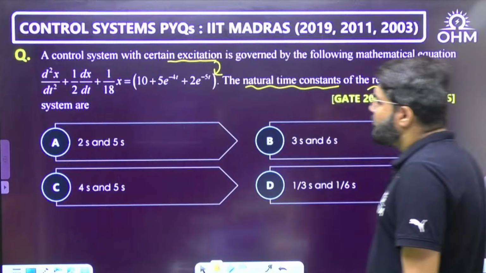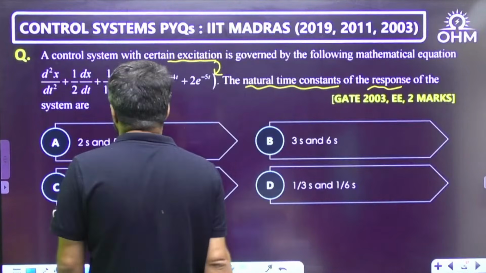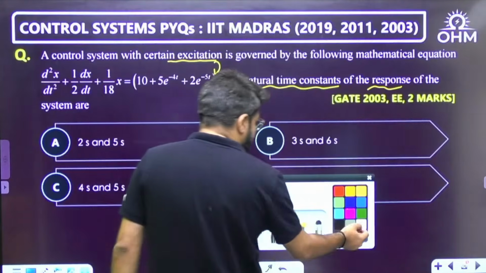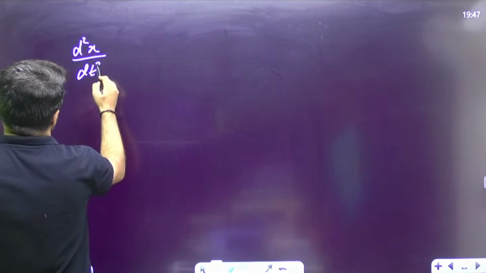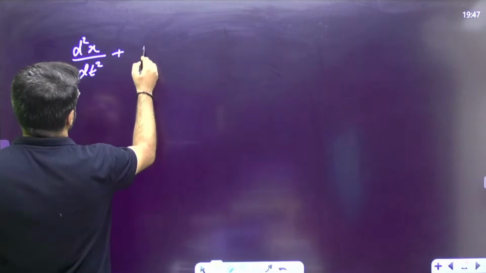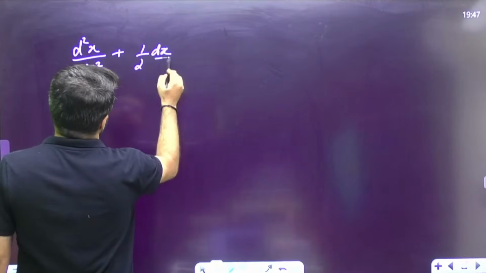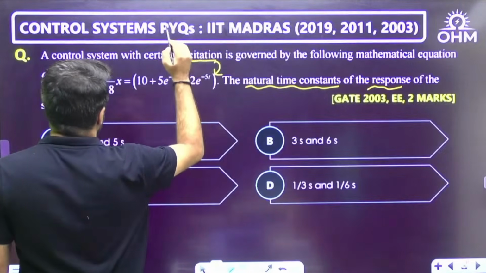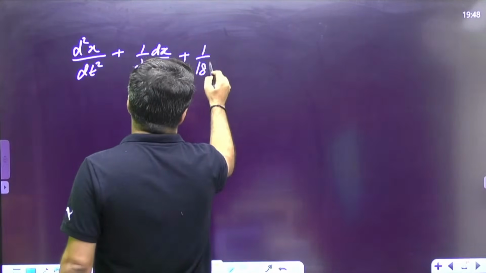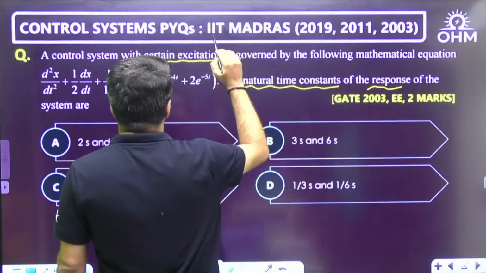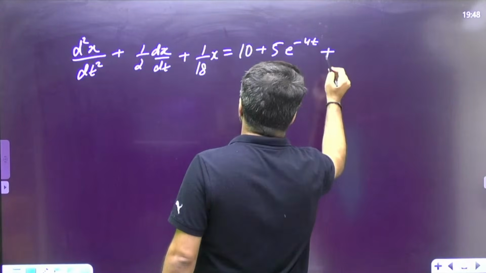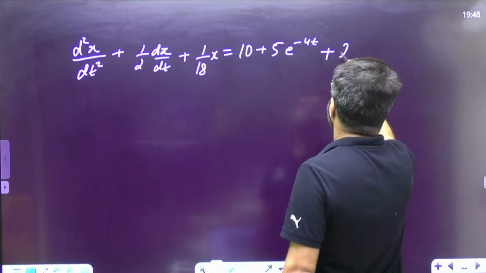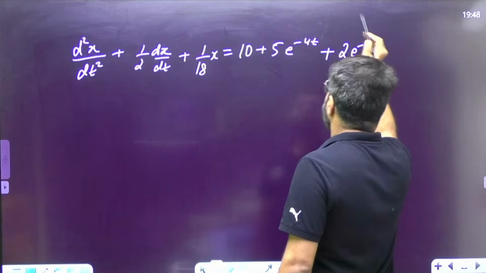So see, first of all, if I simply want to convert this to the Laplace transform, what is the equation given? d2x by dt square plus 1 by 2 dx by dt plus 1 by 18 x should be equal to 10 plus 5 e raised to the power minus 4t, plus 2 e raised to the power minus 5t, correct?